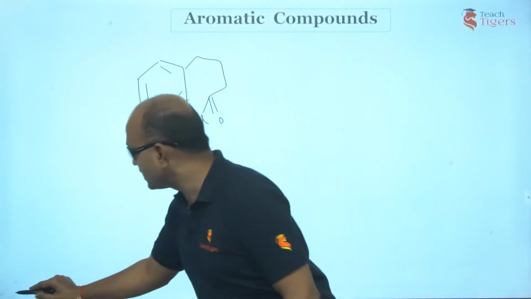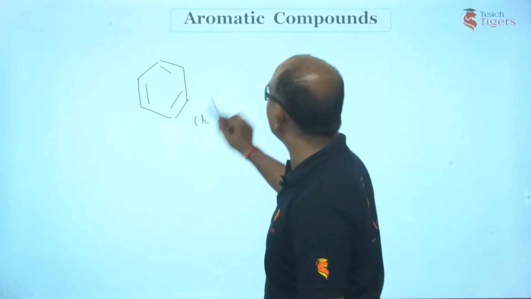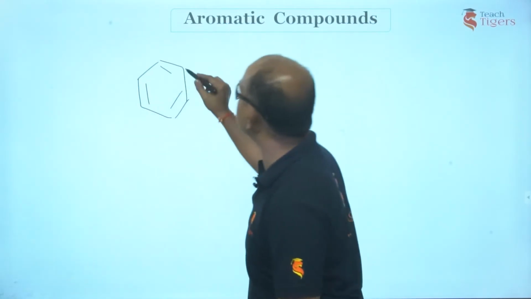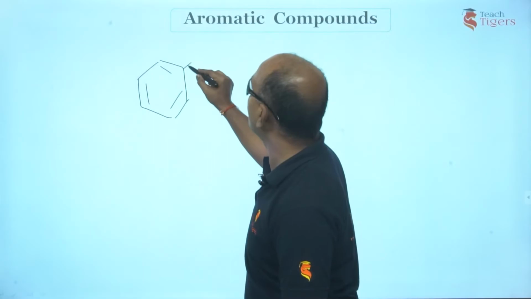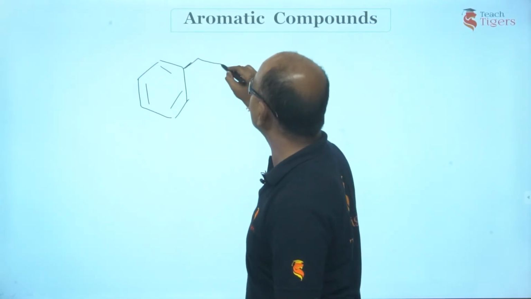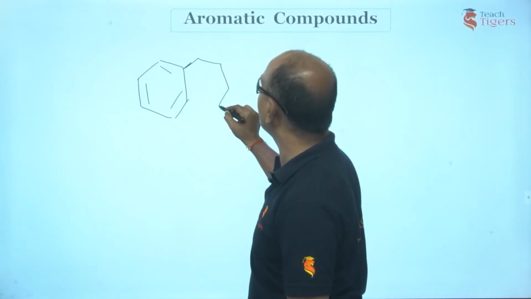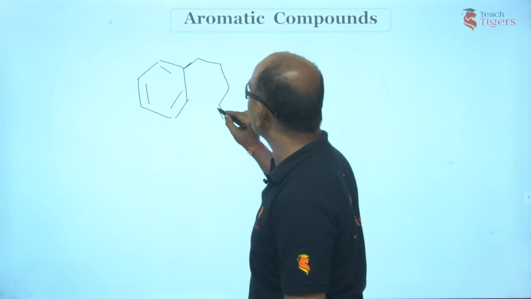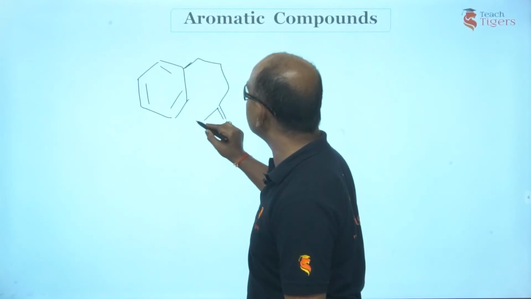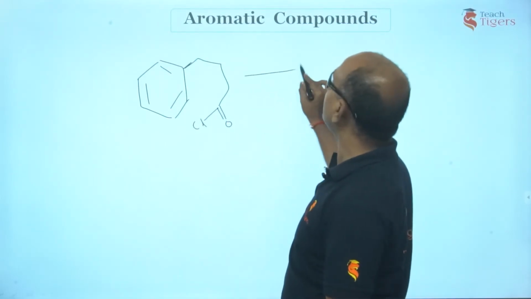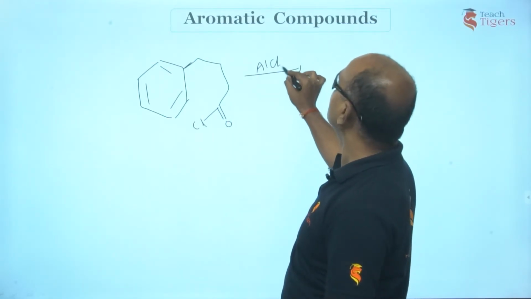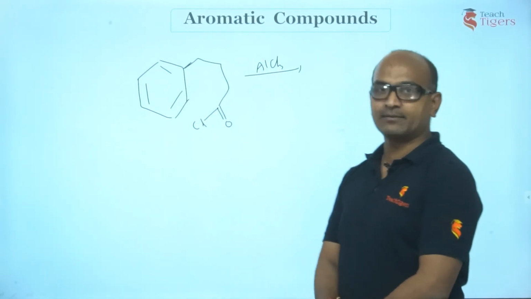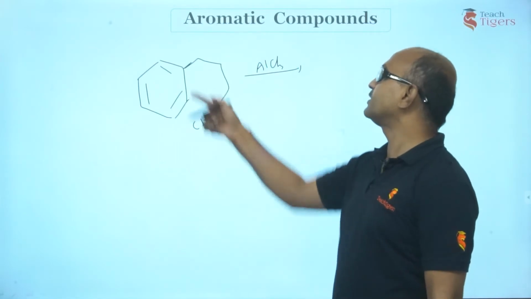Alright. In case you are not satisfied with this, I will write it like this. This is 1, 2, this is 3, this is 4. The fourth has a C double bond O and this is Cl. Now I treat it with AlCl3. This is for my convenience. I have written this because I know I have to attack this carbon on this benzene ring.